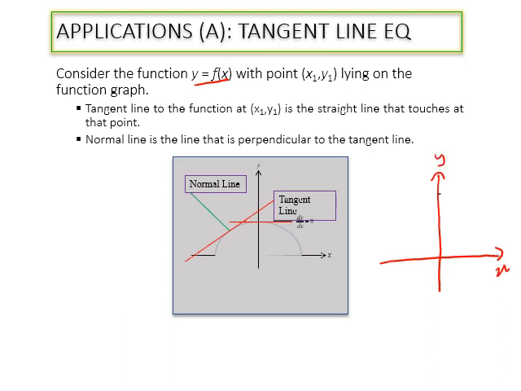x-axis and y-axis. So if there is a curve, for example we have (x1, y1) here. So a tangent line is a straight line that goes through this point on the function f(x). This is y equals f(x). So this is called the tangent line. And then we can also find the equation of a line perpendicular to the tangent line, which is called the normal line.